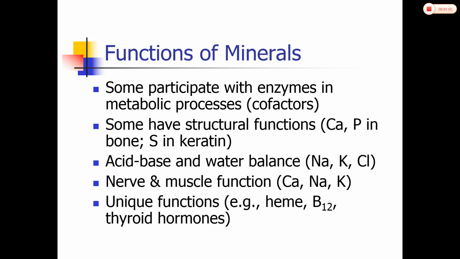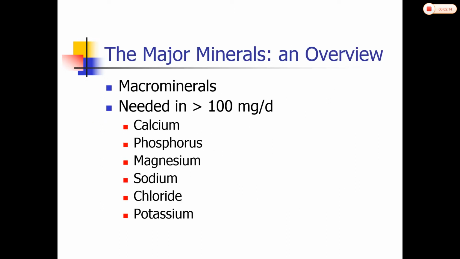They also have unique functions. In heme, iron plays a very important role. In vitamin B12, cobalamin is present. Iodine is important for thyroid hormones. Similarly, they have very important functions.